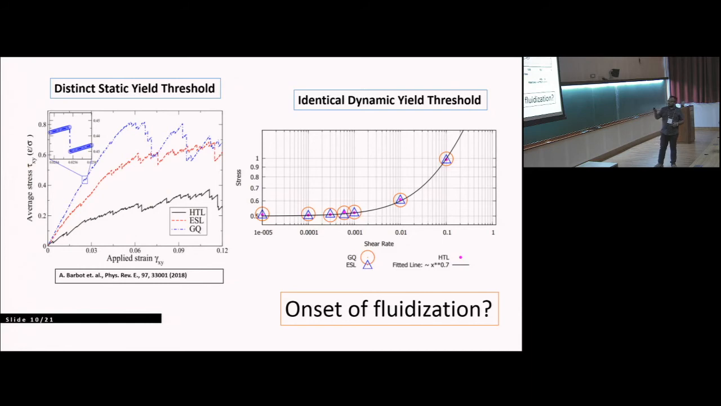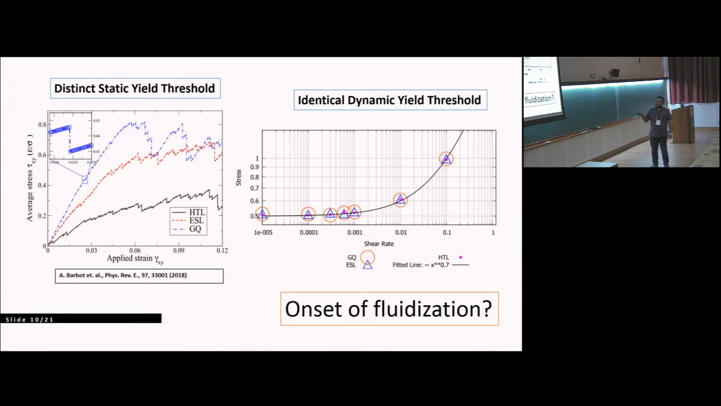What we have done: these are the quasi-static simulations done by the Patinet group, and they have shown that for three different glasses, the behavior is distinct. The low-lying glass shows brittle-like behavior, and for this case it's more ductile. What is interesting here is that the static yield threshold is different for the three different glasses. However, when we obtain the flow curve for these materials, they are actually identical. So this is a twist.